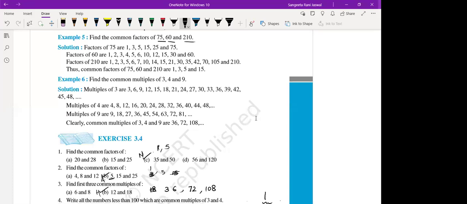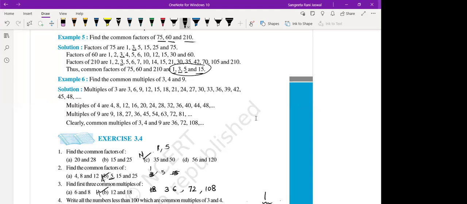If you make the factors of 75, 60, 210, whatever factors you see in common in every number, those factors are the common factors. We see 1 is common, 1 is of course always common in every factor, then 3, then 5, then 15. So these are the common factors in these three numbers, right?